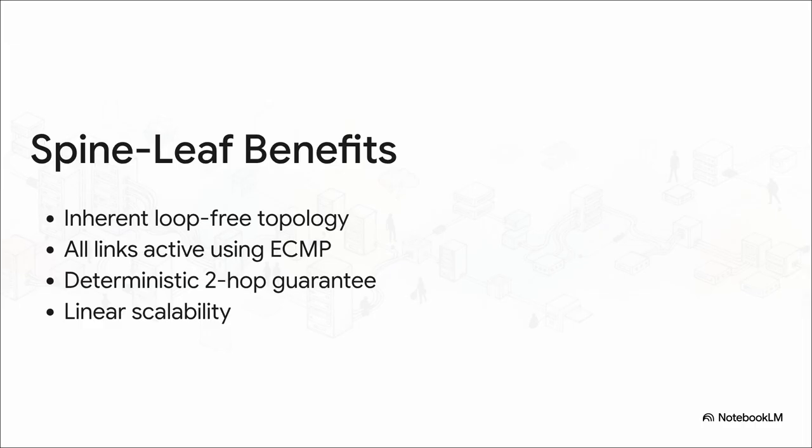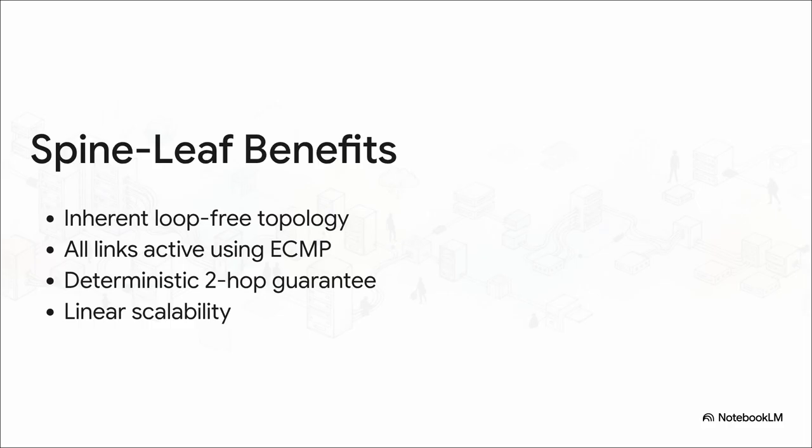It works like this. Every leaf switch connects directly to every spine switch, but leaves never connect to leaves and spines never connect to spines. Because of this beautifully uniform, fully meshed pattern, the topology is inherently loop-free. There's absolutely no need for spanning tree to block anything. All links are active simultaneously using equal-cost multipath routing. And better yet, we get a deterministic 2-hop guarantee. Any server can reach any other server in exactly 2 hops, up to the spine, down to the leaf. No more absurd multi-hop journeys.